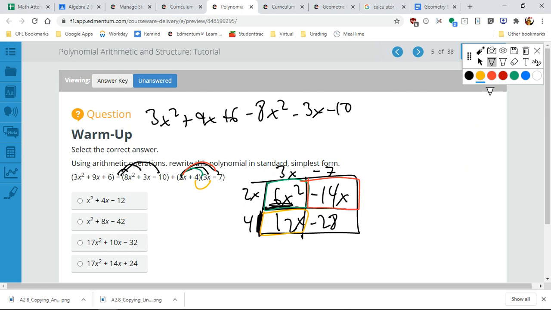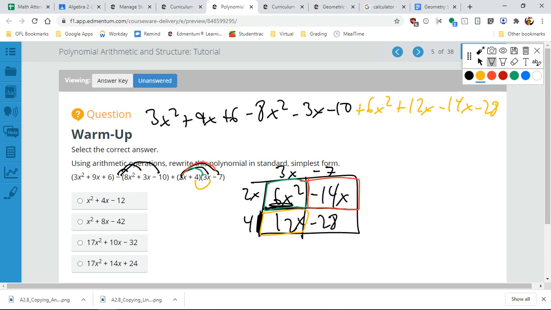So now that I've done this box, I'm going to do everything here. So it's going to be positive 6x squared plus 12x minus 14x minus 28.